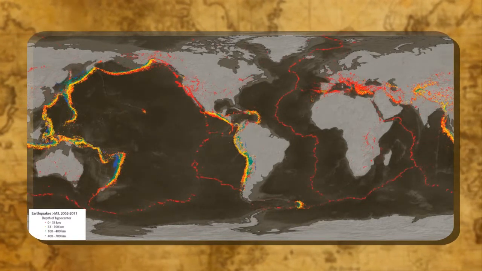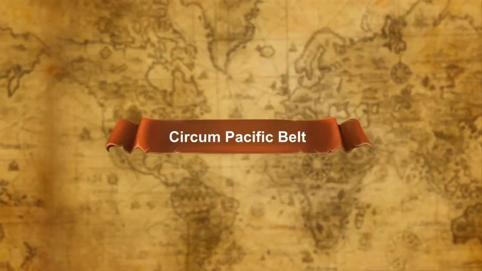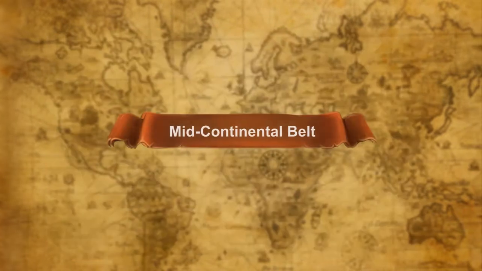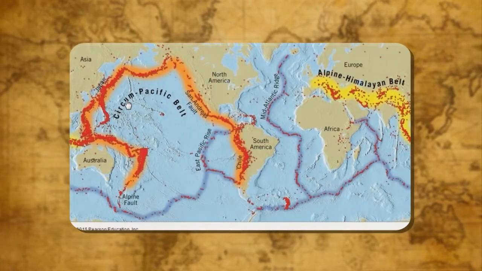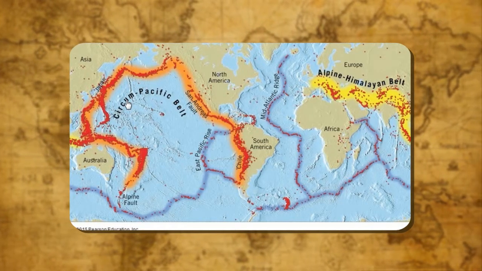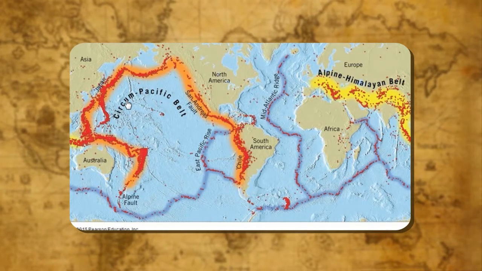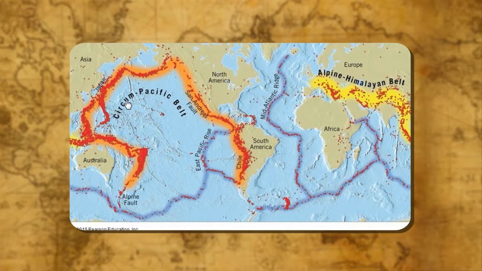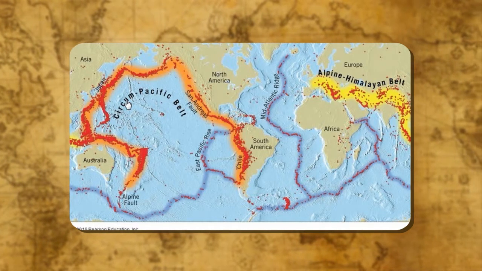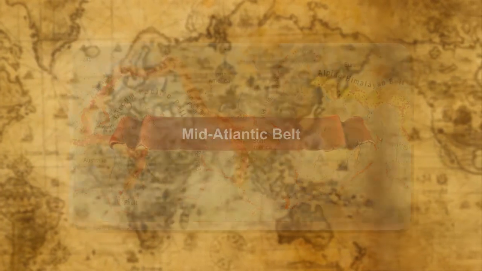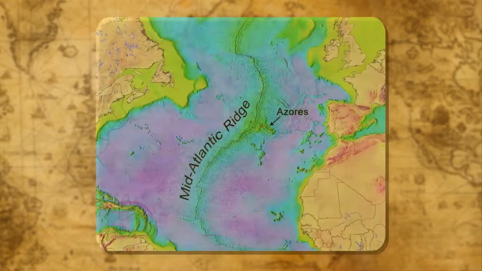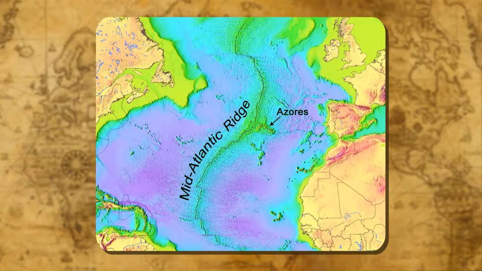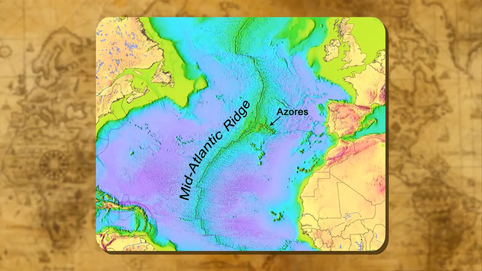The world's major earthquake belts are the Circum-Pacific Belt, this belt surrounding the Pacific Ocean; and the Mid-Continental Belt. Epicenters of this zone are located along the alpine Himalayan chains of Eurasia and Northern Africa, and it also includes the epicenters of the East African Fault. The Mid-Atlantic Belt represents the earthquakes located along the Mid-Atlantic Ridge and its offshoots.